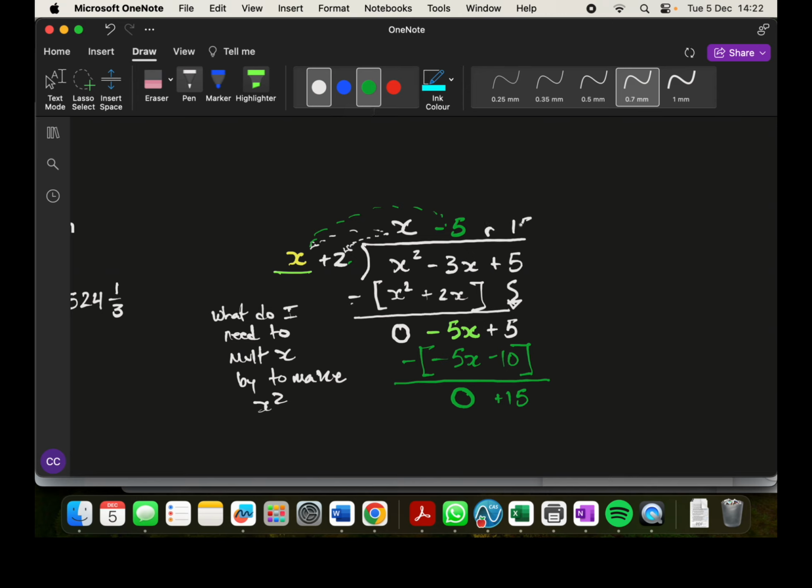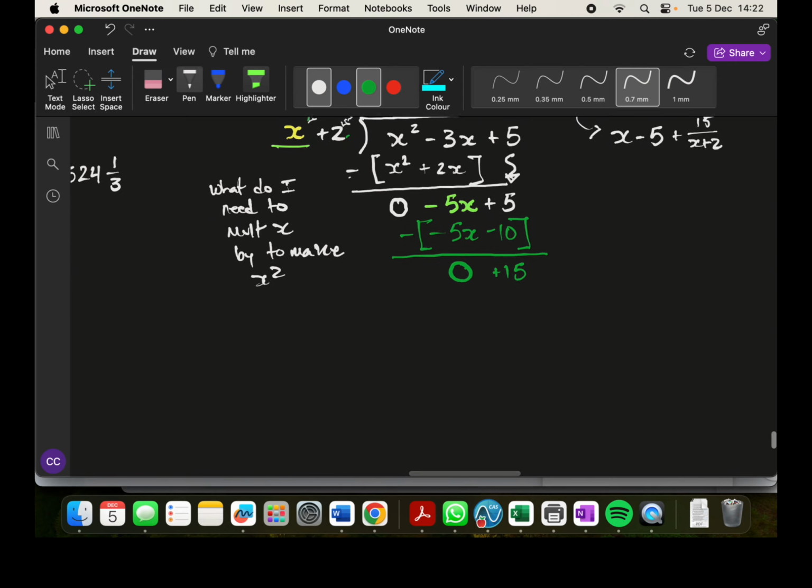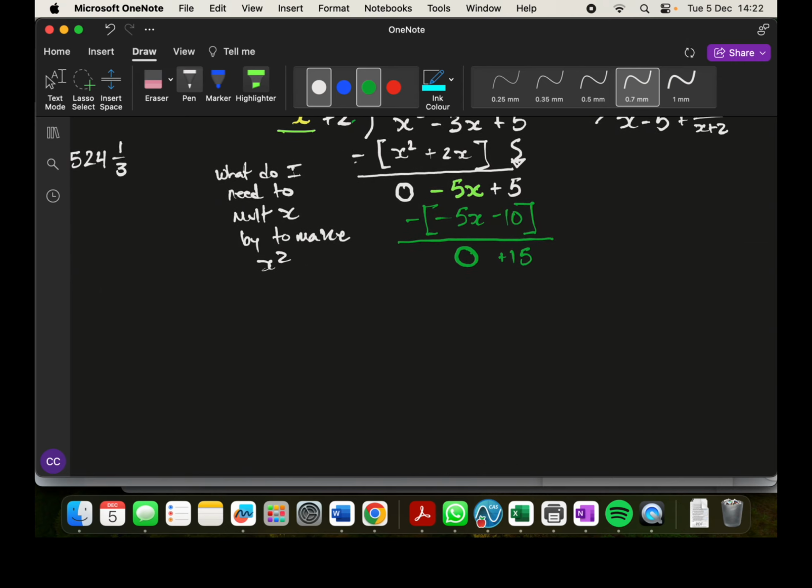So I would be left with remainder 15. So the polynomial division of this is x minus 5 plus 15 over x plus 2. So all we're doing is we're just dividing in those values. Let's try one more just to make sure we got this.